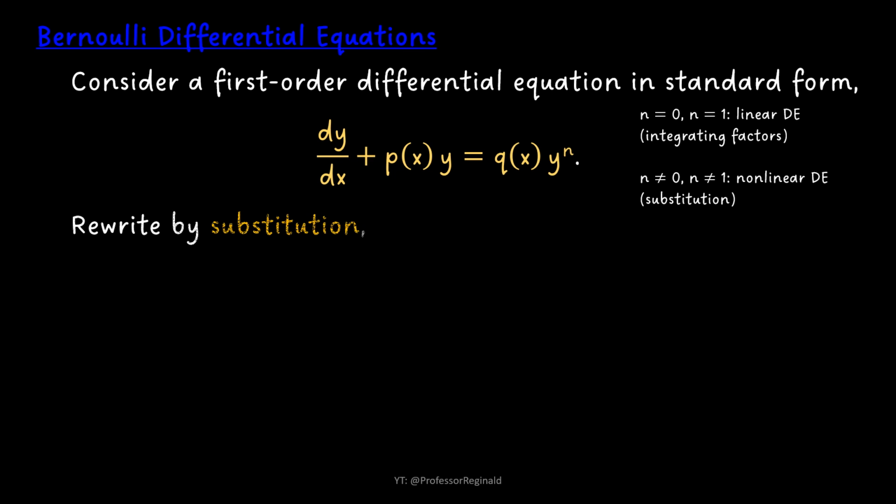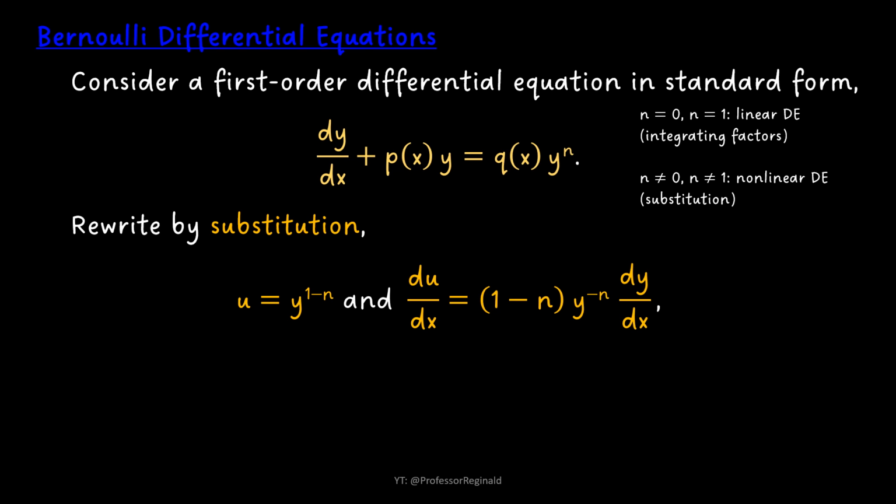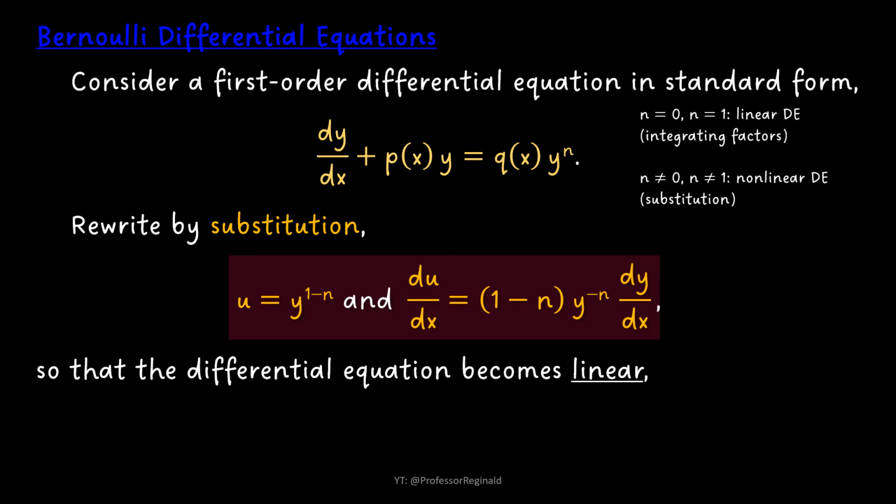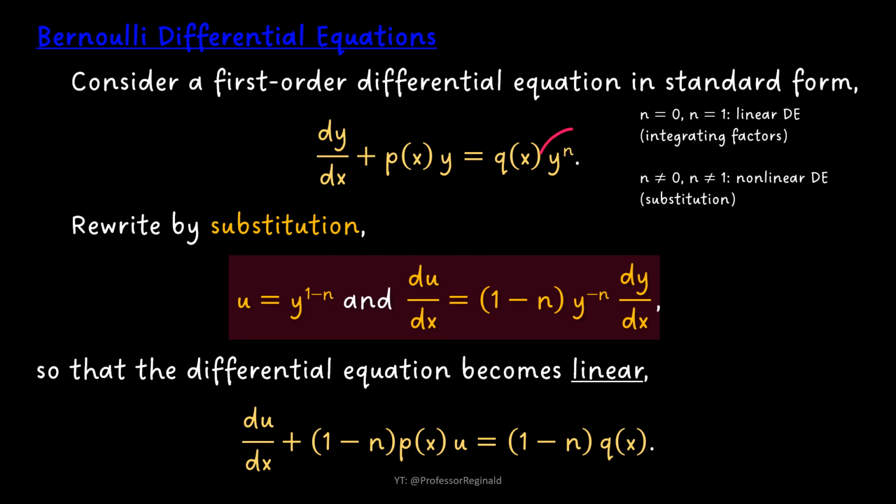Start with substitution. Let u be y raised to 1 minus n, and by chain rule, du dx equals 1 minus n times y raised to negative n times dy dx. The differential equation becomes linear in the new dependent variable. Notice the main differences between the Bernoulli and the corresponding linear differential equation. Afterwards, find the integrating factor.